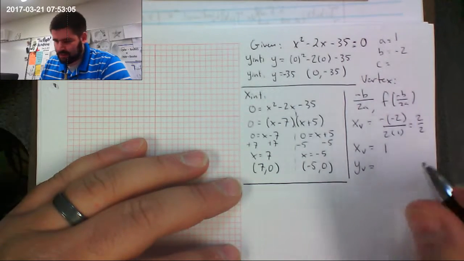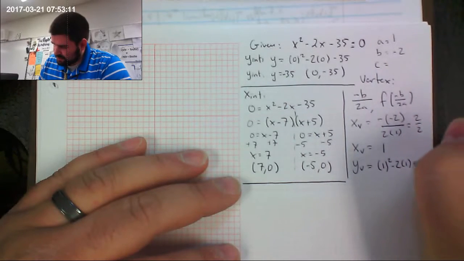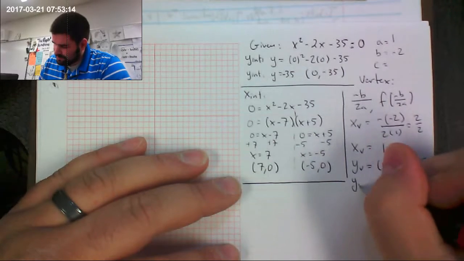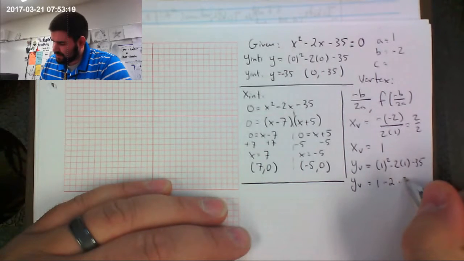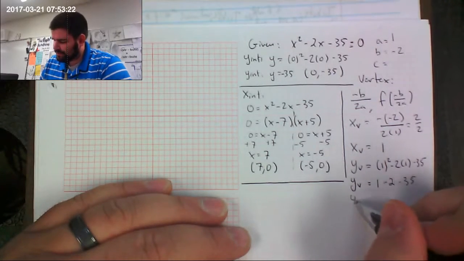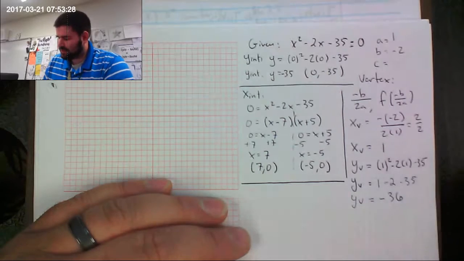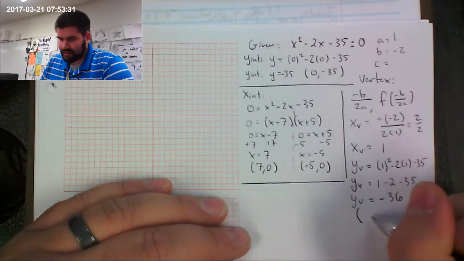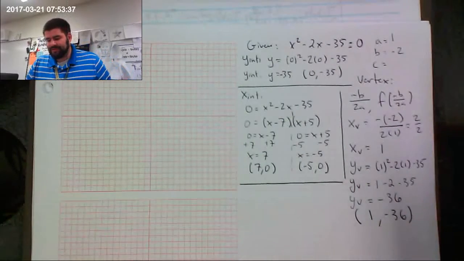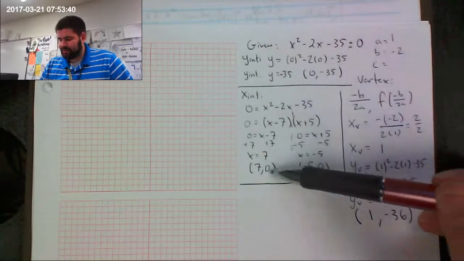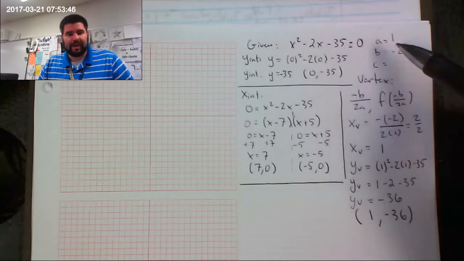So that would give me 1 squared minus 2 times 1 minus 35. So y of the vertex is equal to 1 minus 2 minus 35, and that y coordinate of the vertex is equal to negative 36. So that gives me the vertex of 1 and negative 36. So now what I've just done is I found the y-intercept, the two x-intercepts, and the vertex of this quadratic, and now I can plot.